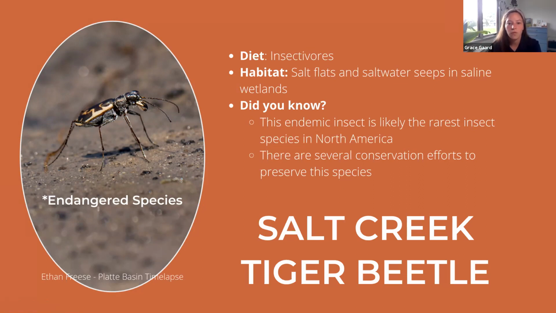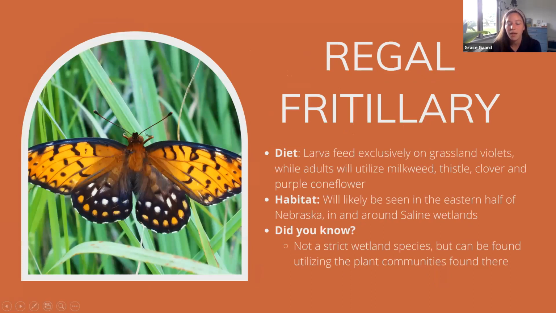They like those salt flats, which are just kind of flat and muddy, and they're not always high water, but they might be sometimes. So the Salt Creek tiger beetle is definitely a really interesting species, and there's a great photo on here by Ethan Fries, who's from the Platte Basin Time Lapse Project, and we had a separate presentation with them. So just lots of really cool things going on with wetlands in Nebraska.